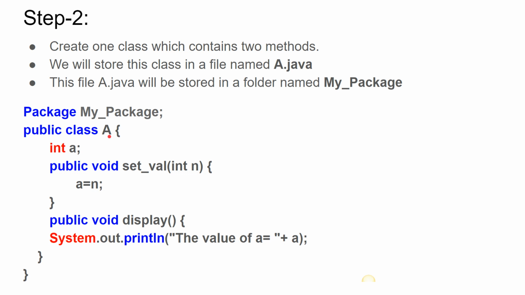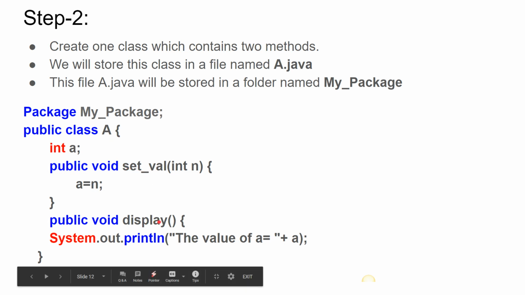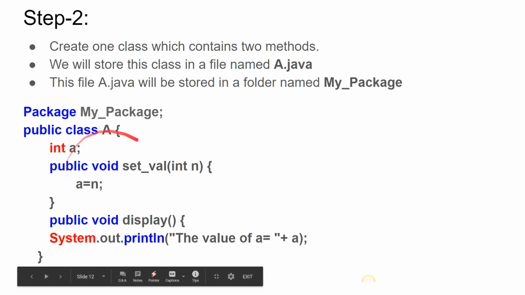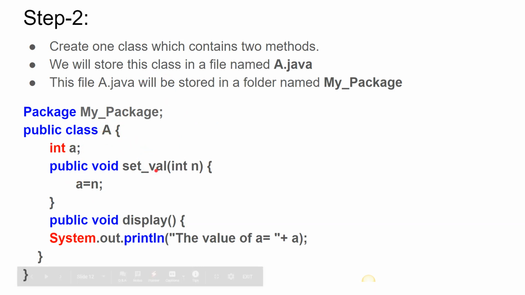Here you can see class A which has two methods, that is the setVal and display methods, right? And then we will store this particular file as a.java. Save it as a.java and save this notepad. It should be inside my_package.